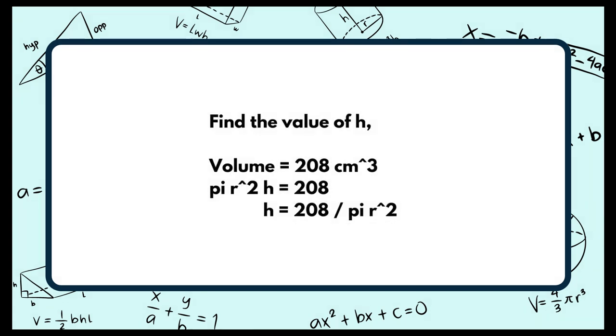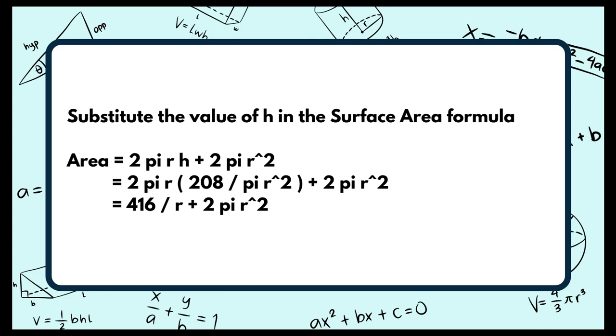Now we have to find the value of h in the volume formula of the cylinder. Firstly, we set the volume equal to 208 cm³. Then we change the volume into equation form, which is pi r squared h equals 208. Then we move pi and r squared to the other side, which leaves us with h equals 208 divided by pi r squared. After we find h, we substitute it into the surface area formula, where the area equals 2 pi r h plus 2 pi r squared, which equals 2 pi r times (208 over pi r squared) plus 2 pi r squared. Then the answer will be 416 over r plus 2 pi r squared.